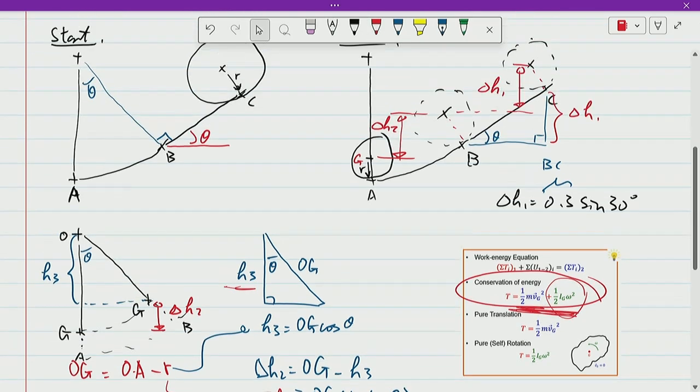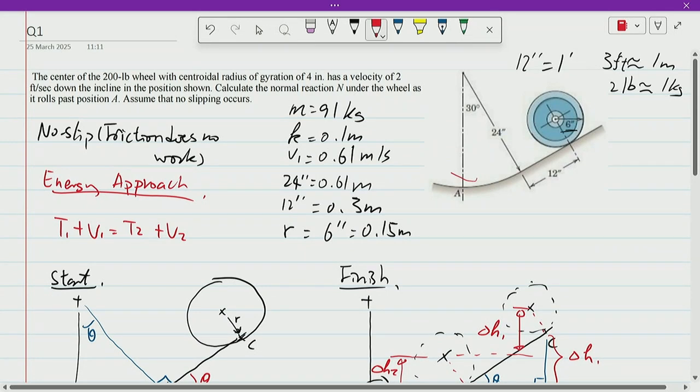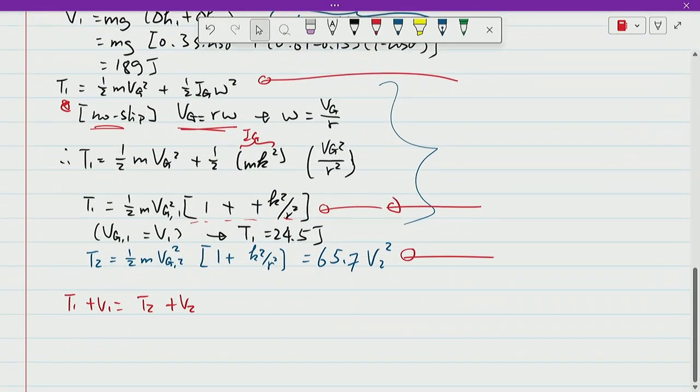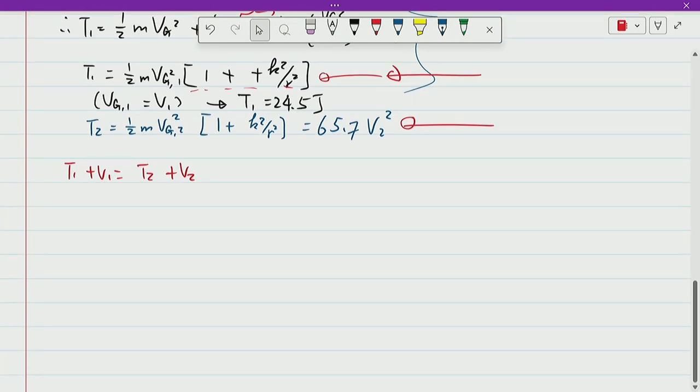Now, at the end, it looks like it's about to roll back up, but we don't care. It's still rolling, so it's going to have a Vg, and it's going to have an omega. And again, we can only do this because of no slip. If they're slipping, then, whew, the average is probably going to be like 30% for that question. Does that make sense? Okay, T1 plus V1.